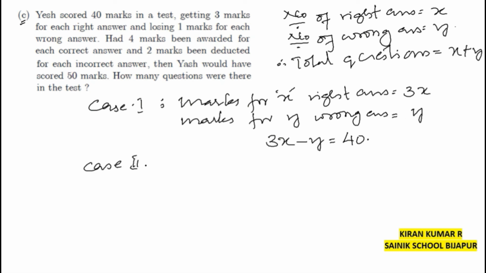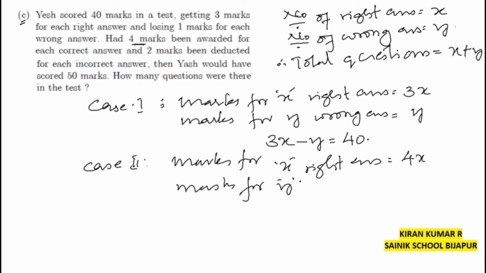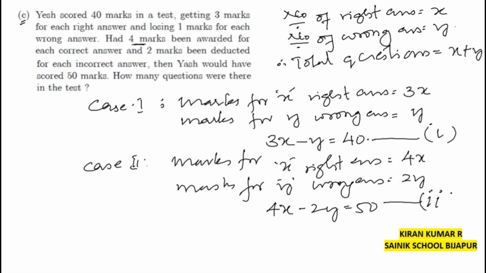Now consider case 2. Marks for X right answers is 4x, because in the question, had 4 marks been awarded for each correct and 2 marks deducted for each wrong. So marks for Y wrong answers is 2y. So together 4x minus 2y is 50. Let me call this equation 1 and this equation 2. You need to play with these two equations and find the value of x and y.